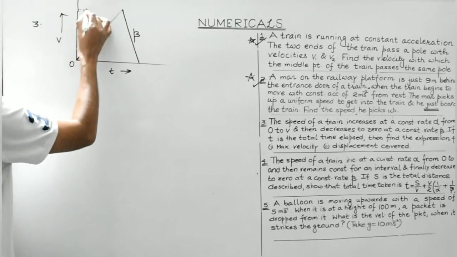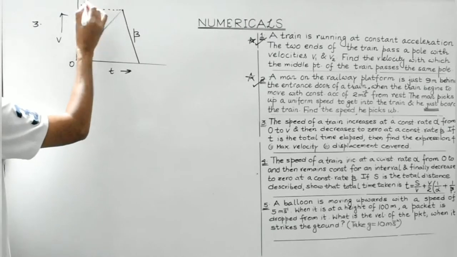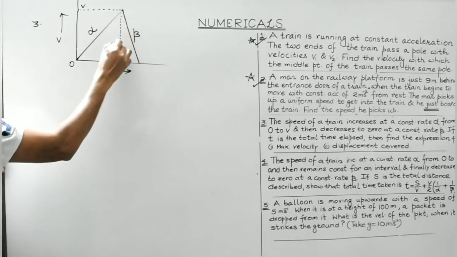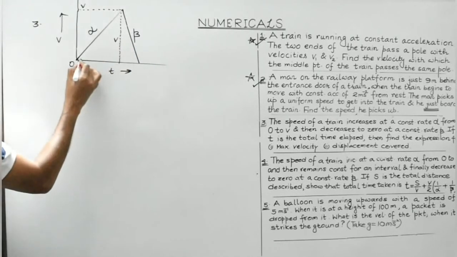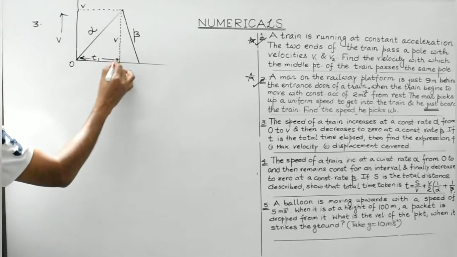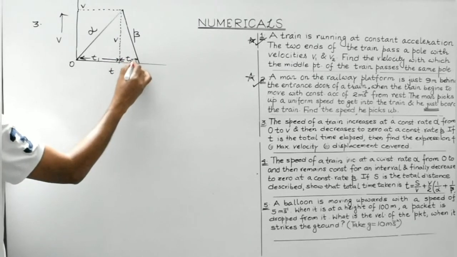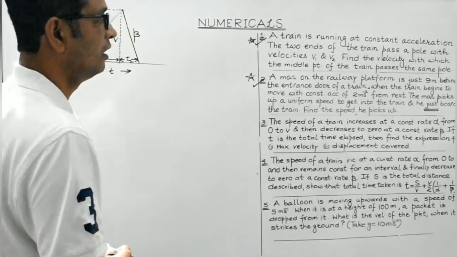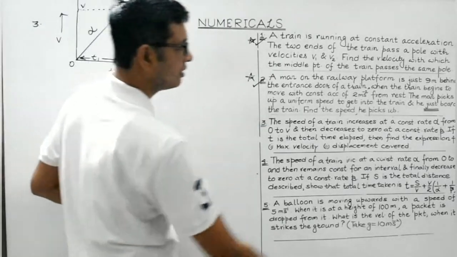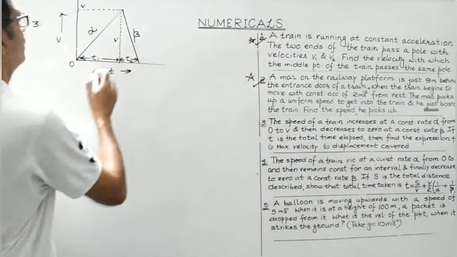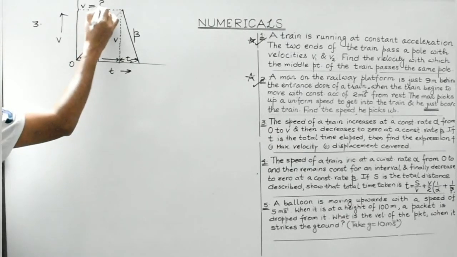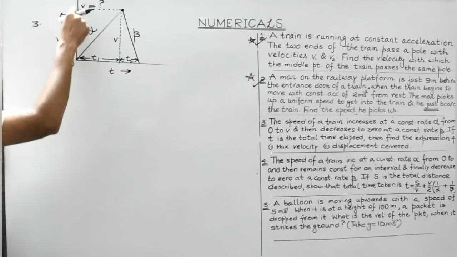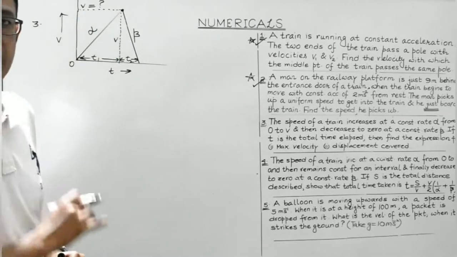And suppose this is the velocity which it acquires. This is v. Suppose this time is t1, this time is t2. Alpha and beta are the acceleration and the retardation respectively. So what we are supposed to find is the expression of the maximum velocity. This expression is to be found. This is the maximum velocity, right? At this point, the maximum velocity is to be determined, which is considered to be v.